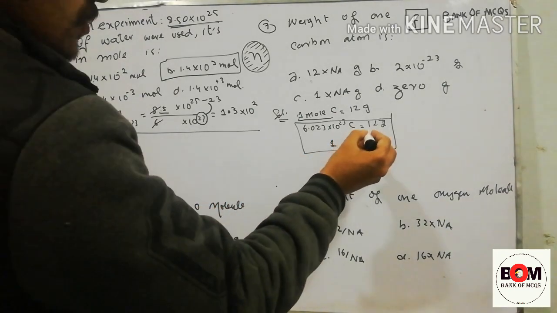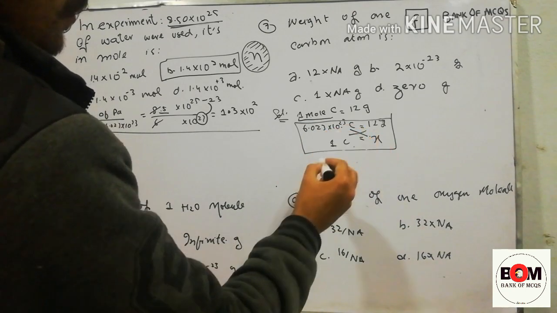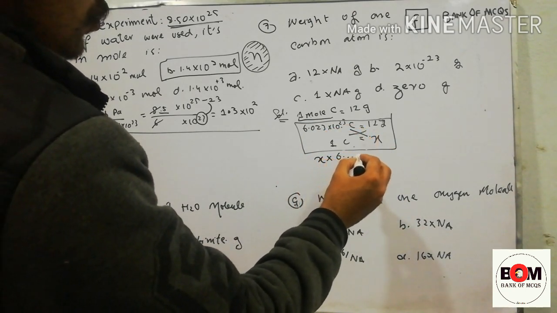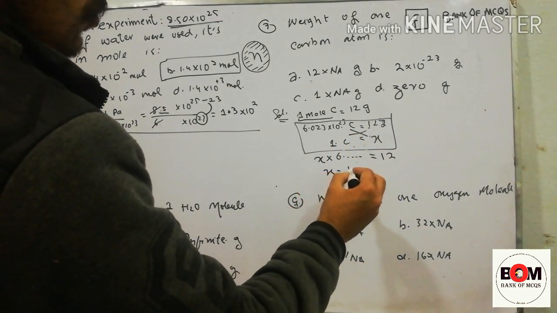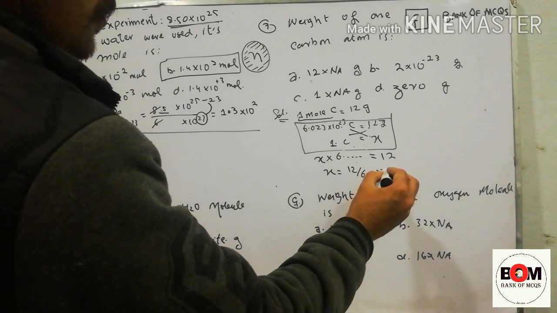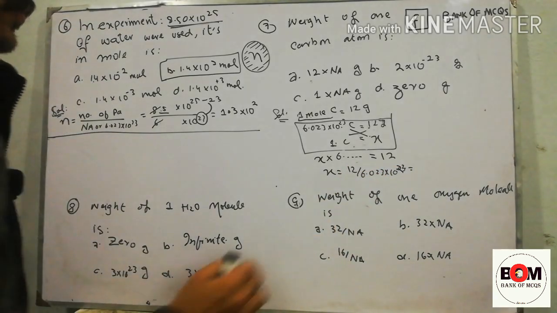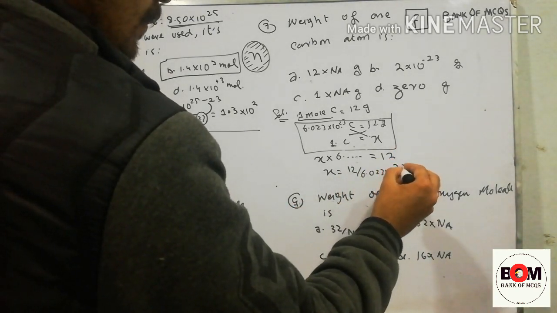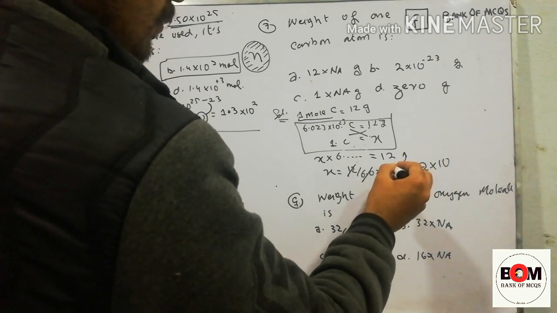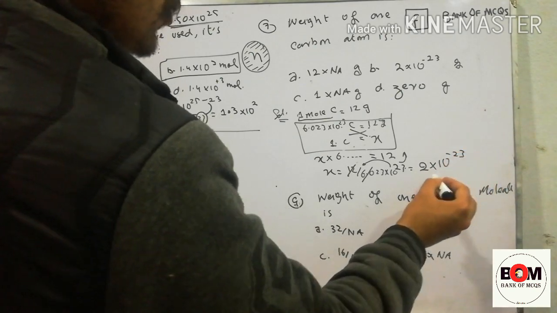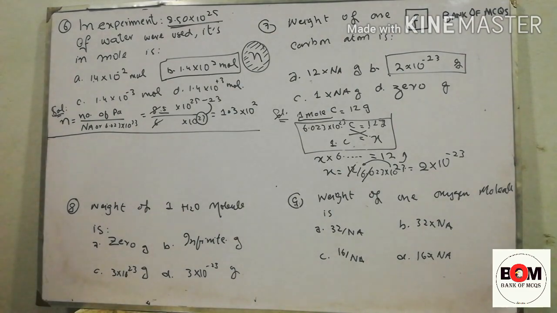If 6.023 multiplied by 10 to the power 23 carbon atoms is 12 gram, so 1 carbon will be how much? So we will use cross multiplication simply. The whole chapter is based on cross multiplication. So x multiplied by 6.023 multiplied by 10 to the power 23 is equal to 1 multiplied by 12. So x is equal to 12 divided by 6.023 multiplied by 10 to the power 23. So 6 2s are 12, multiplied by 10 to the power, it will go upward, so it will become minus 23. So the option is 2 multiplied by 10 to the power minus 23, that is option B.